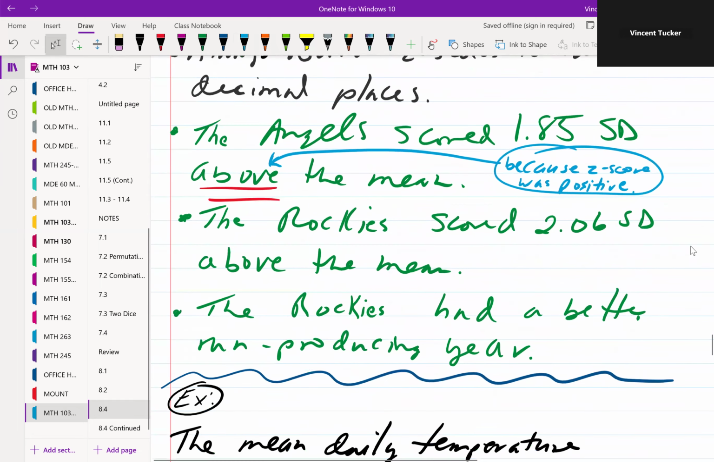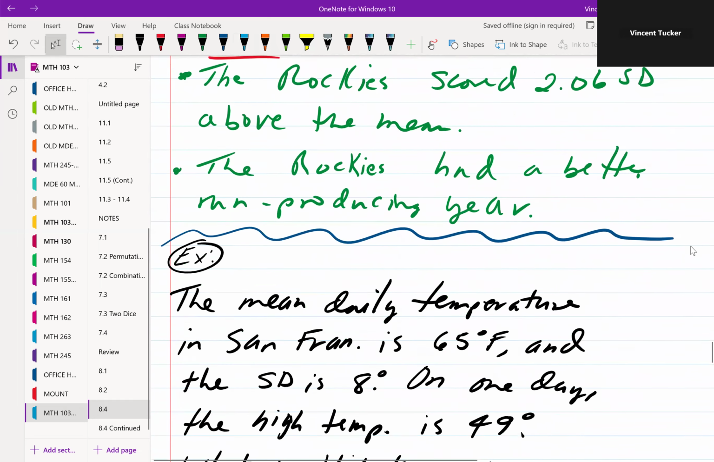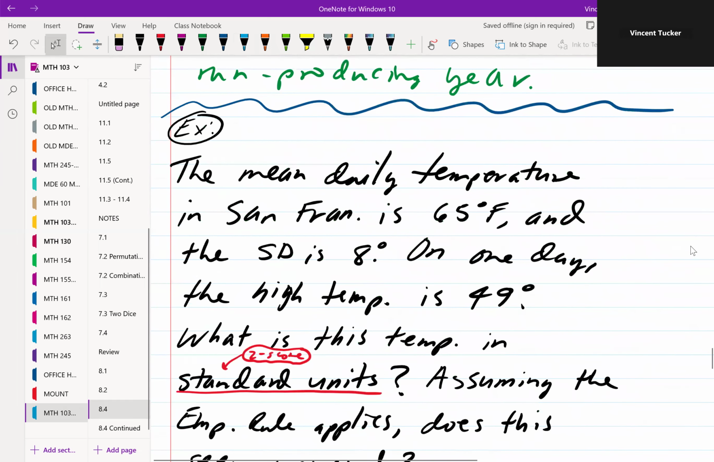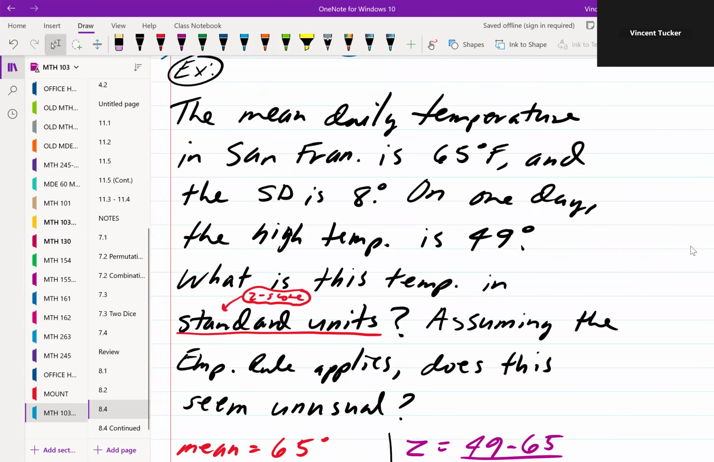All right. Let's look at another one dealing with Z-scores. It says the mean daily temperature for San Francisco is 65 degrees Fahrenheit. Standard deviation is 8 degrees. On one day, the high temperature was 49 degrees. What is this temperature in standard units? In other words, what's the Z-score for this? Assuming the empirical rule applies, does this seem unusual?